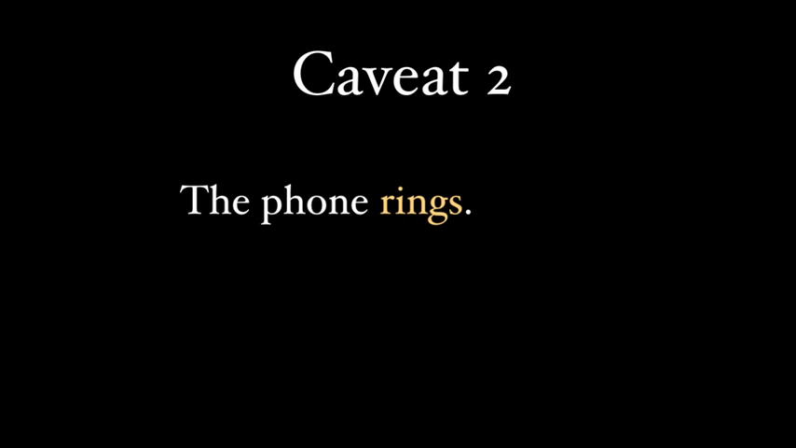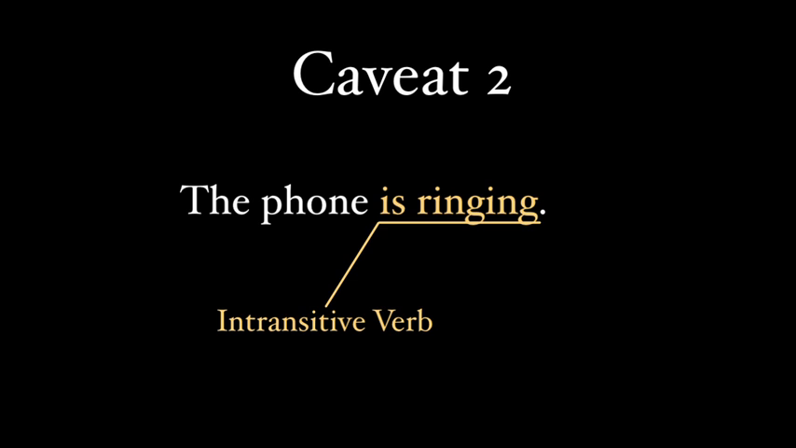Also, English can say, the phone is ringing. Aha! The verb is in our sentence, so it must be a linking verb. No, sorry. English can use is plus the ing form of the verb to show something that's happening over a period of time in the present. And is ringing is our verbal unit, just like rings, only with two words. We would consider is ringing to be a form of ring and an intransitive verb.